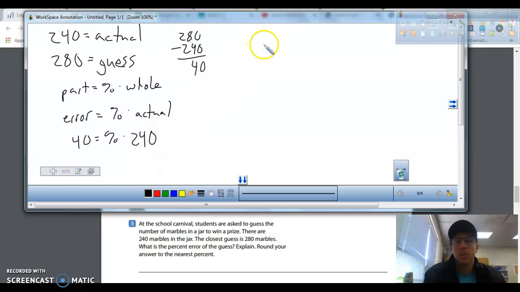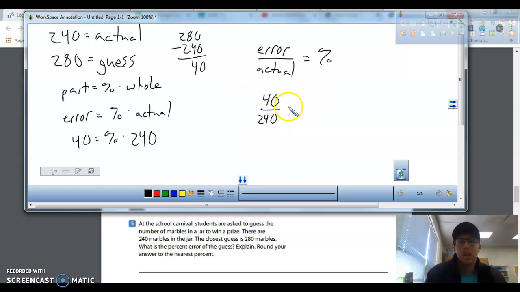Okay, so remember, it's just error over the actual equals percent. Well, where does that originate from again? We just took this percent times actual. We wanted to get percent by itself, right? So we just had to divide by actual here, and then divide by actual on the other side of the equal sign. So error over actual actually equals that percent. And what's our error amount? 40. What's our actual amount? 240. And that's going to equal some percent.